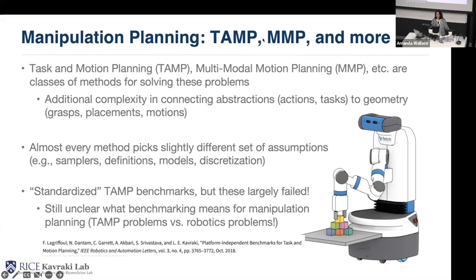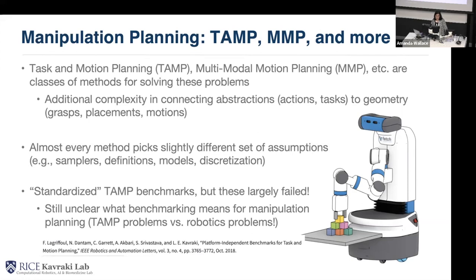In 2017, we had been having a series of workshops at RSS, the Robotics Science and Systems Conference, on task and motion planning. And in 2017, we decided, okay, let's talk about benchmarks. And we brought the community together and we said, all right, we need some task and motion planning benchmarks. And there is a paper and there is still a website that came out of this work. In my opinion, this effort failed.